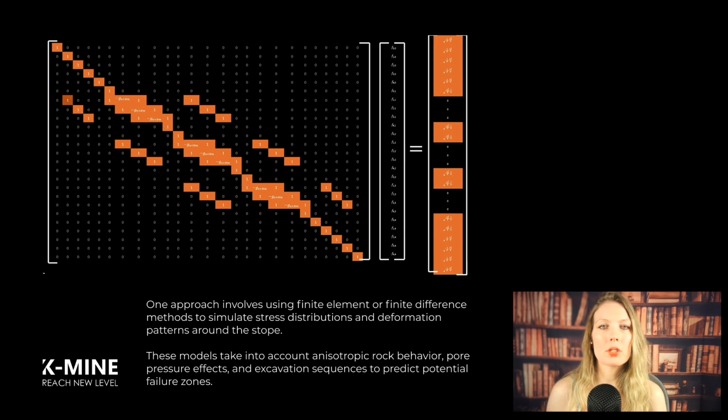One approach involves using finite element or finite difference methods to simulate stress distribution and deformation patterns around the stope. These models take into account anisotropic rock behavior, pore pressure effects, and excavation sequences to predict potential failure zones. By iterating through different stope geometries and analyzing stability indicators such as the factor of safety, or FOS, and displacement vectors, the engineers can optimize stope layouts to maximize extraction while minimizing geotechnical risk.